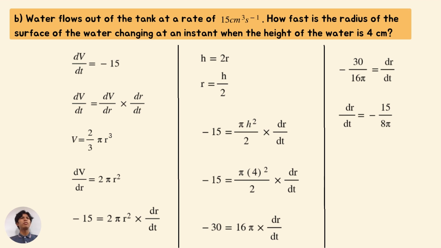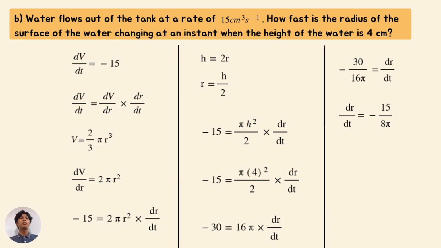Then we write dV over dt equal to dV over dr multiplied with dr over dt. From question A, V equal to 2 over 3 pi r cubed, so we can differentiate it into 2 pi r squared. So we can replace dV over dt with negative 15 and dV over dr with 2 pi r squared. So we can write negative 15 equal to 2 pi r squared multiplied with dr over dt. Since we know that h equal to 2r, we move the 2 to the left side, so r equal to h over 2.